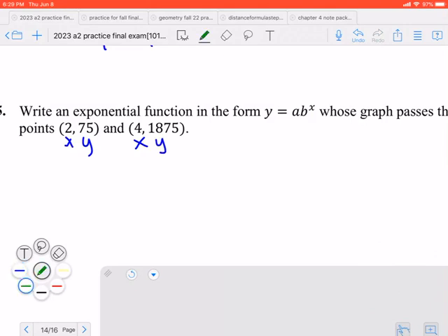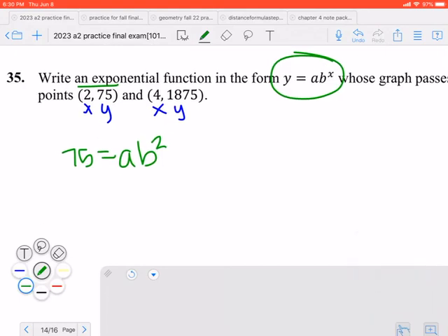So I can write one equation with 2, 75. The y, I'm following the y equals ab to the x. So the y is 75 equals a times b to the x is 2. And then we're going to write one with 4, 1875. Y is 1875 equals a times b to the 4th.